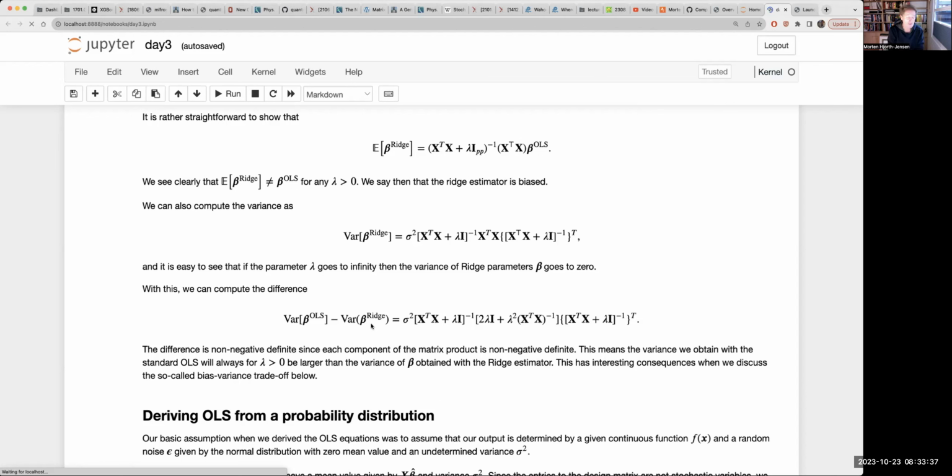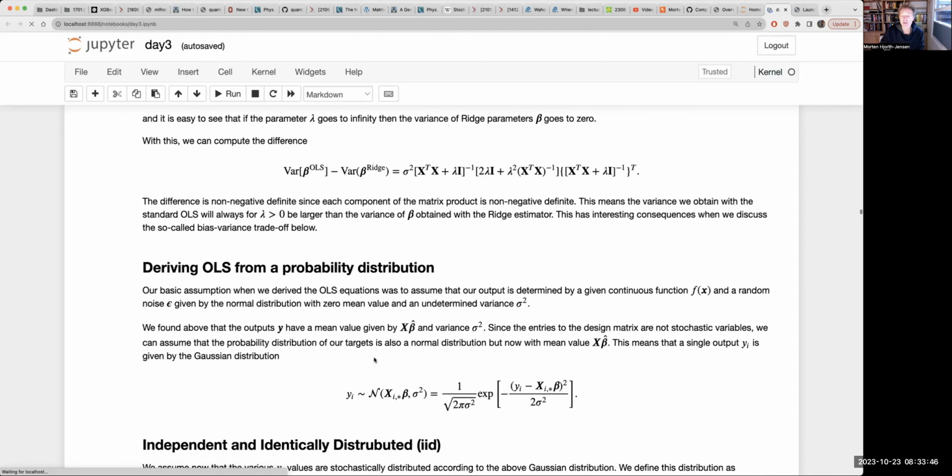Now, the next thing which we did last time was to derive ordinary least squares from a probability distribution. And this is where we essentially ended last week. So one of the assumptions we have made is that the x's, which enter the design matrix, are non-stochastic variables. And the only stochasticity comes in the noise term, which we assume to be given by a normal distribution with a zero mean value, and then an undetermined variance.